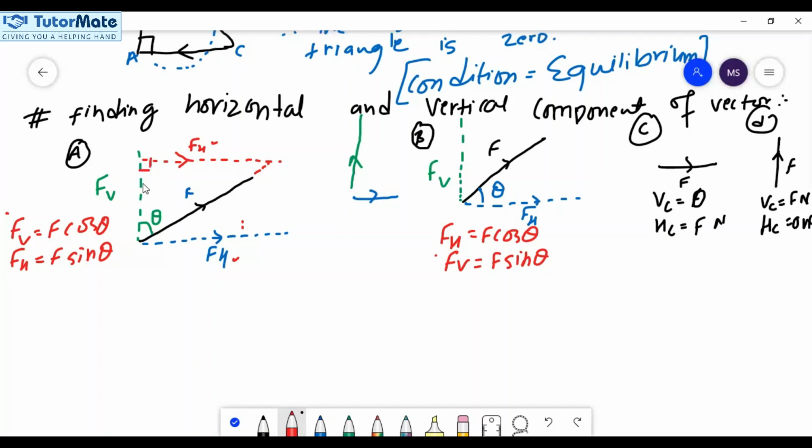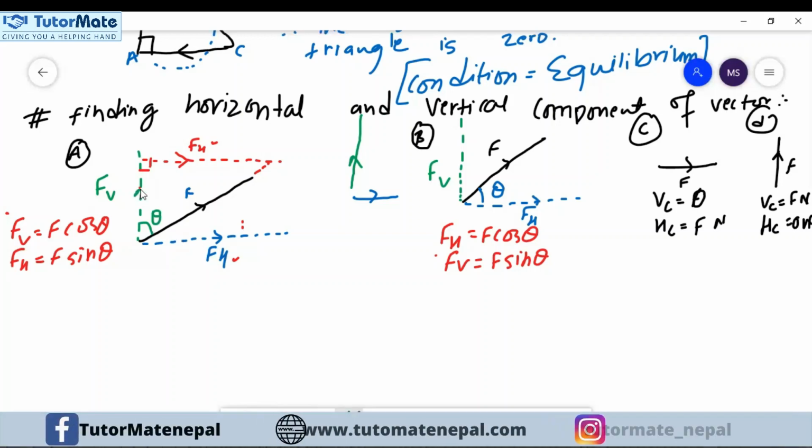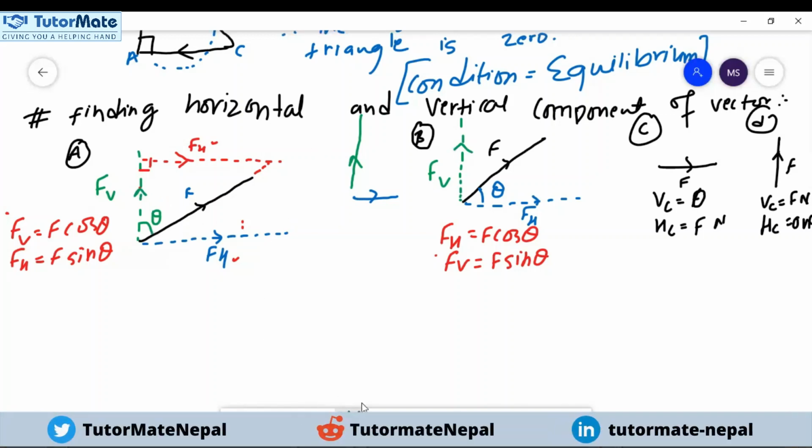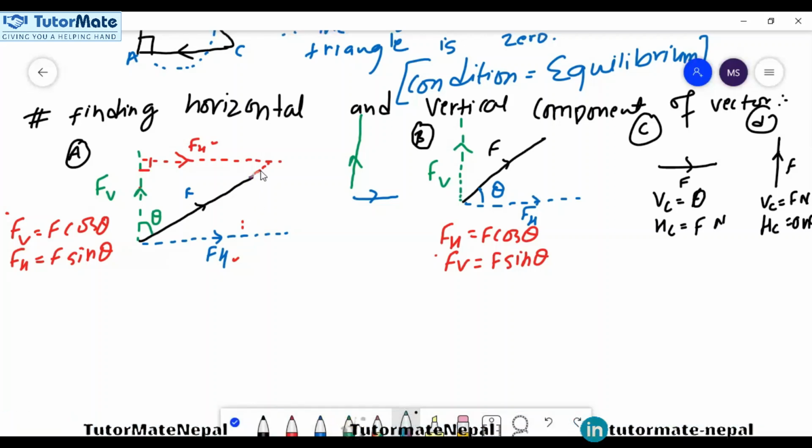Now we form the triangle over here, right? So FV, we have the direction like this. FV, we have a direction like this. Now see, it is becoming the vector triangle.